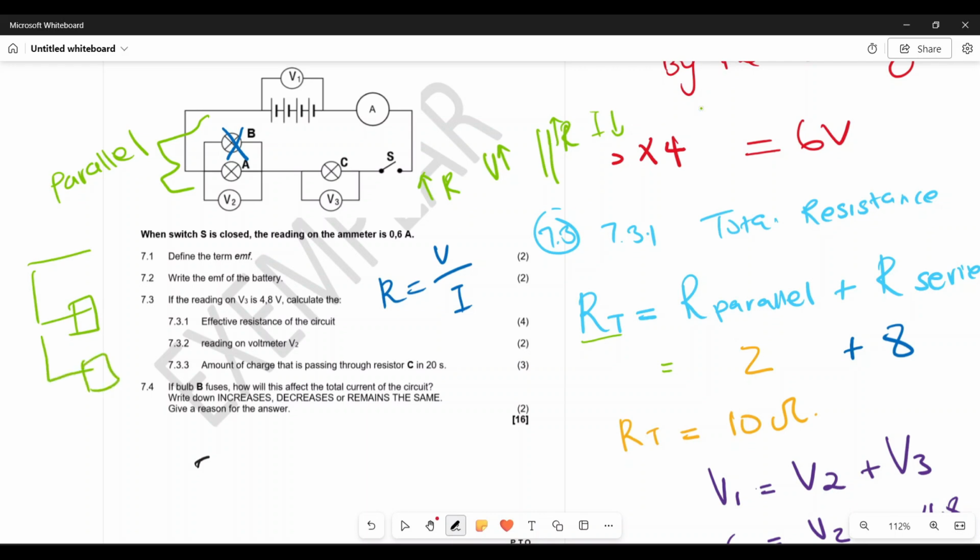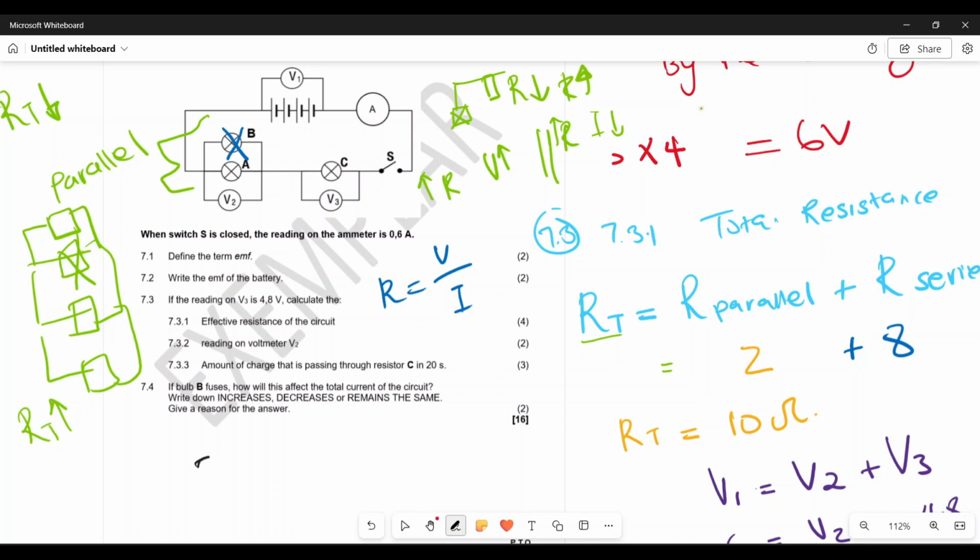Now, what happens when you remove a resistor connected in parallel? So when you remove a resistor connected in parallel, this increases the total resistance, right? But when you add a resistor in parallel, what would happen to your total resistance? Your total resistance would decrease. But in a series connection, when you remove a resistor, resistance decreases. When you add a resistor, resistance increases. So your series connections work in a normal way.